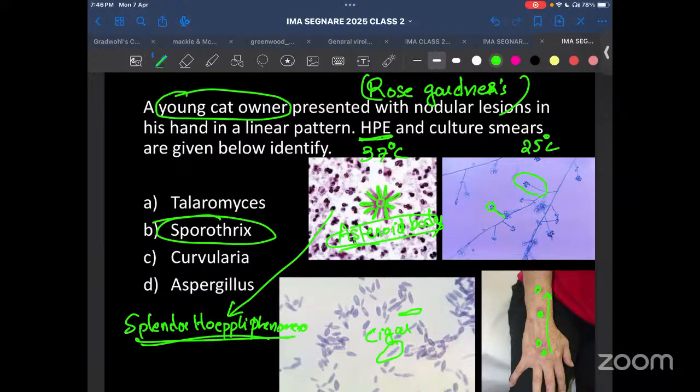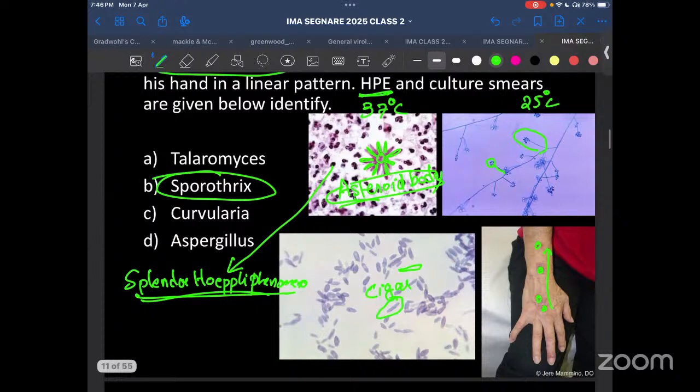You can get cat scratch fever also, that we discussed earlier, caused by a bacteria known as Bartonella henselae. It will also have a similar presentation, lymphocutaneous spread, lymphadenopathy will be present. How do we differentiate cat scratch disease from sporotrichosis? By microscopy and culture. In microscopy, we can see the asteroid body as well as the cigar-shaped yeast. Then at 25 degrees Celsius, you can see the hyphae with the flower-like pattern. So that is it.